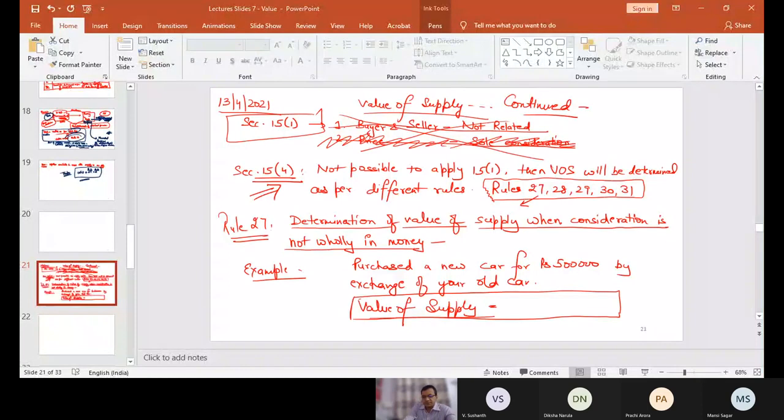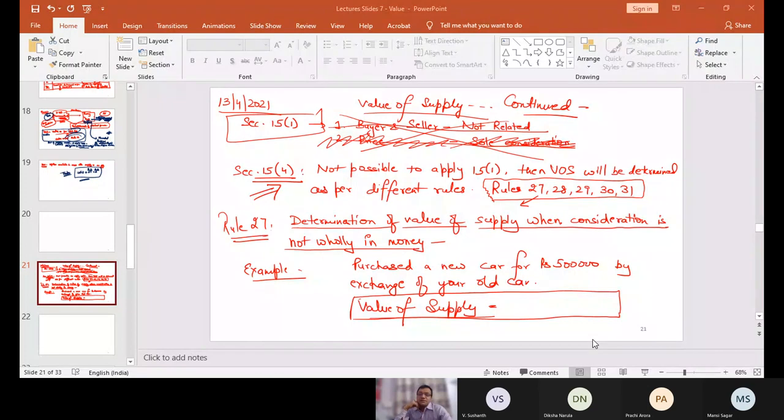How much will be the value of supply? Is it easy to tell the value of supply? Can I say that value of supply will be 5 lakh? Those who are in favor, please raise your hand. If I say that value of supply is 5 lakh, those who are in favor, please raise your hand. It is a wrong answer if you think that value of supply is 5 lakh.